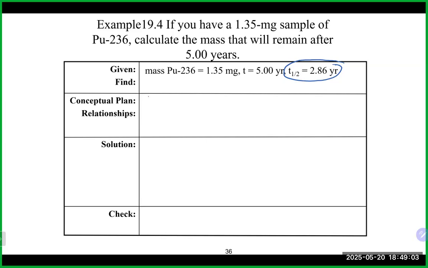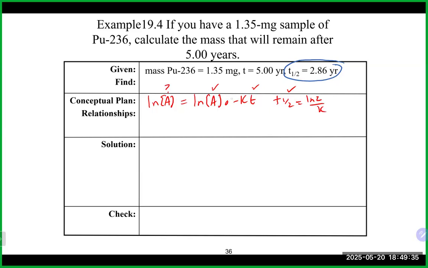Obviously, it's a no-brainer here. If it is radioactive decay, it's first-order kinetics. So really, these are always going to be the formulas you're going to use. And again, our half-life here is natural log of 2 divided by k. In this particular case, it did give us the half-life. We do have our time, which is 5 years. We have our initial, which is 1.35 milligrams, and we're actually looking for our final in this particular case.